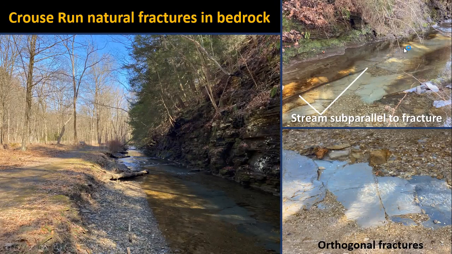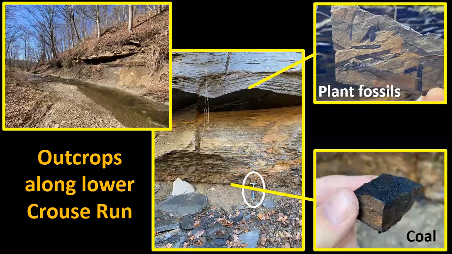The stream is subparallel to that orientation of fractures. Look at these fractures. They're actually underwater, but you can see them. And those are orthogonal fractures. You can tell that this one was first because this one abuts it. A new fracture can't jump across an open existing fracture. So orthogonal fractures there in the stream bed.